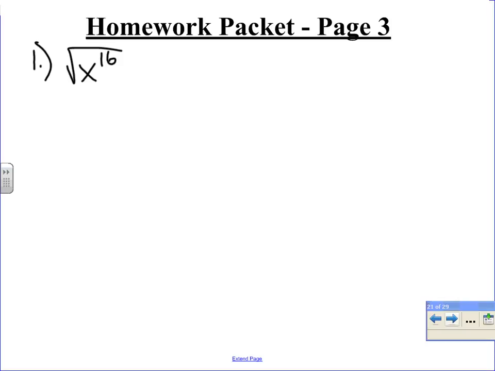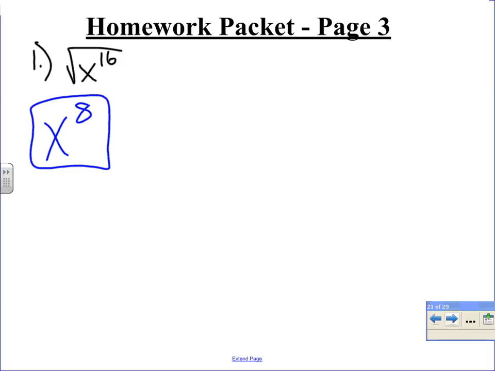Okay, number 1, square root of x to the 16th. This should be really easy. How do you do this? Melissa? By what? Good, so what do you get? X to the 8, good. All you're doing is taking 16, you are dividing it by 2 because it's an even number. So all you do for number 1, divide it by 2, you get x to the 8th.